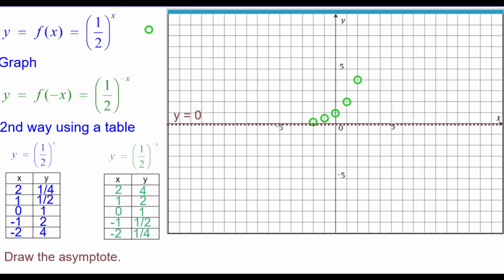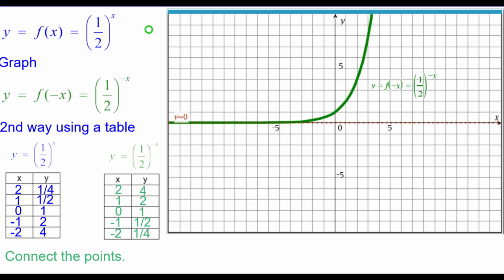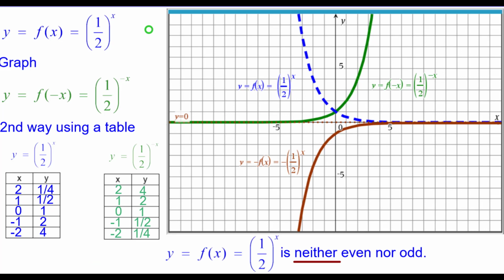We'll draw the asymptote, the x-axis, and connect the points. Comparing this to the parent function or to the opposite of 1/2 to the x, none of them are equal, so it's neither even nor odd.